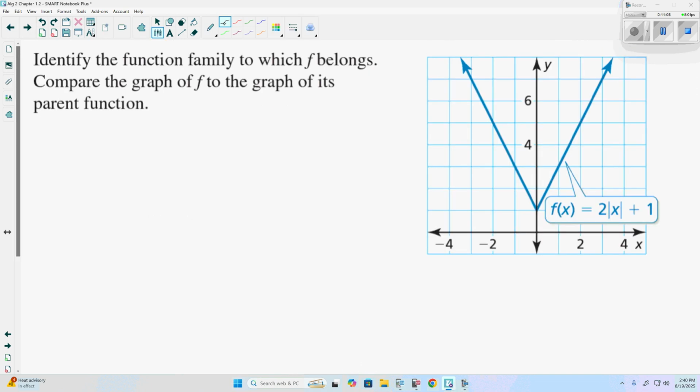Identify the family that the function belongs to, and then compare the graph of f to the graph of its paired function. All that's saying, what is the family for the function? Describe the transformation. So what's the family for this one here? So what family of functions does this belong to? Absolute value. Because we do have the V-shaped graph, also we have 2 times the absolute value of x plus 1.